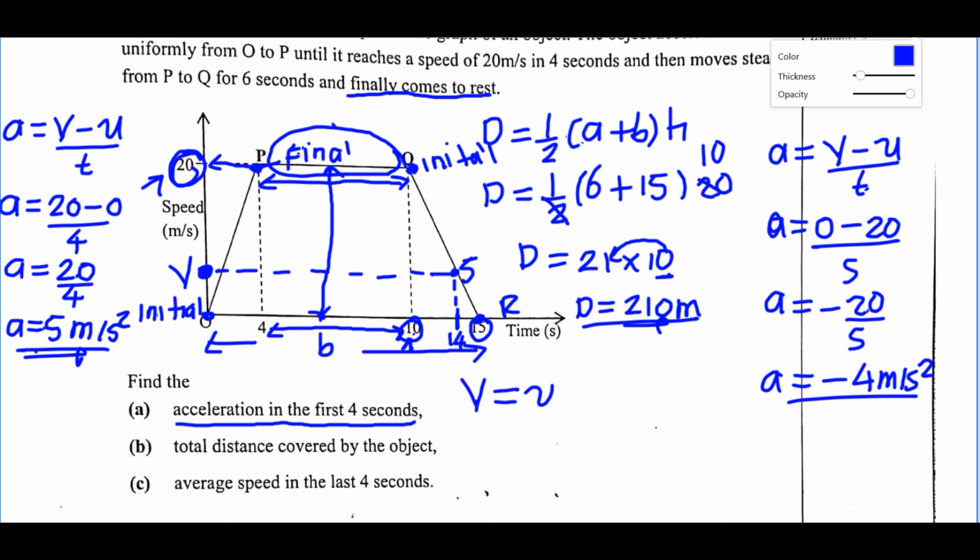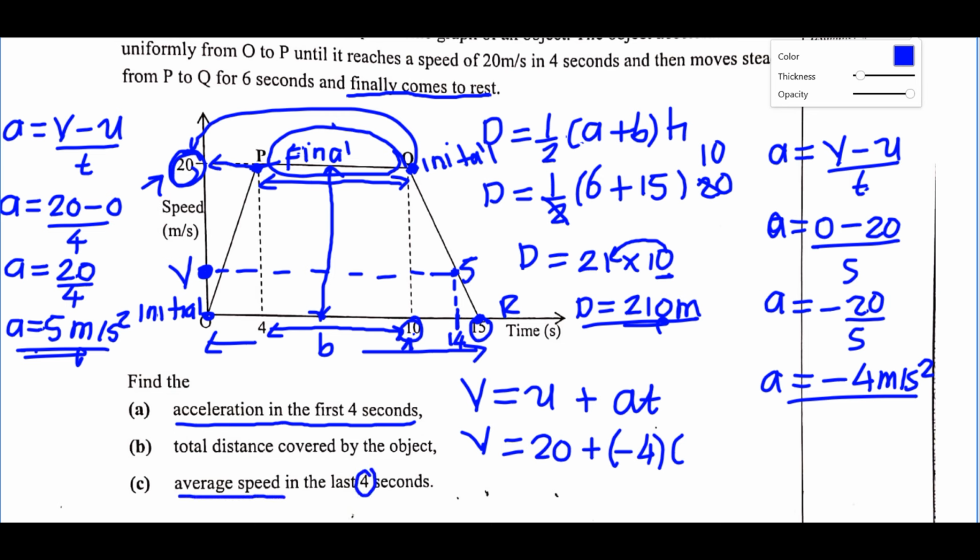So you say V is equal to initial plus AT. Use this formula. Final is equal to initial, sorry, not 0, initial is 20. This value here, 20, plus the acceleration, remember, is -4. Don't ignore the negative sign. So it's -4 times time. Now, this is why you bring in 4, because we want the average speed in the last 4 seconds. So you use 4. So it will be 20, negative times positive is negative, 4 times 4 is 16. So 20 minus 16 will give us 4 meters per second. So it means that in the last 4 seconds, the speed here was 4 meters per second.